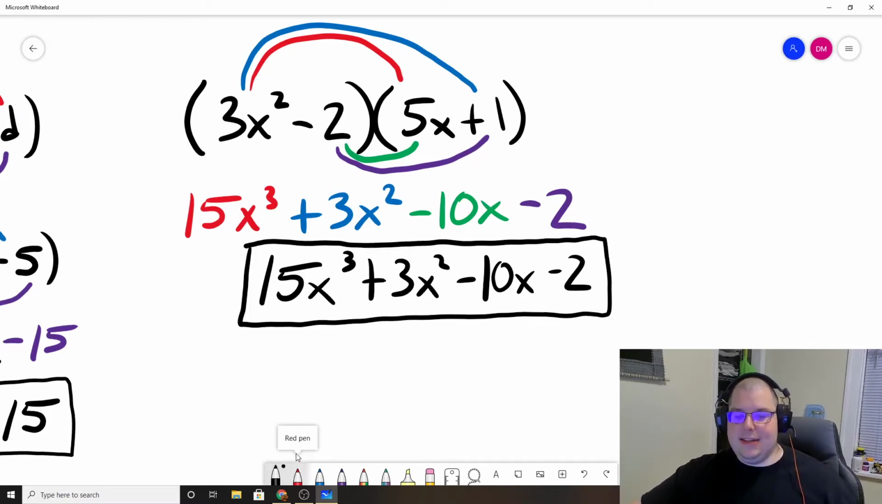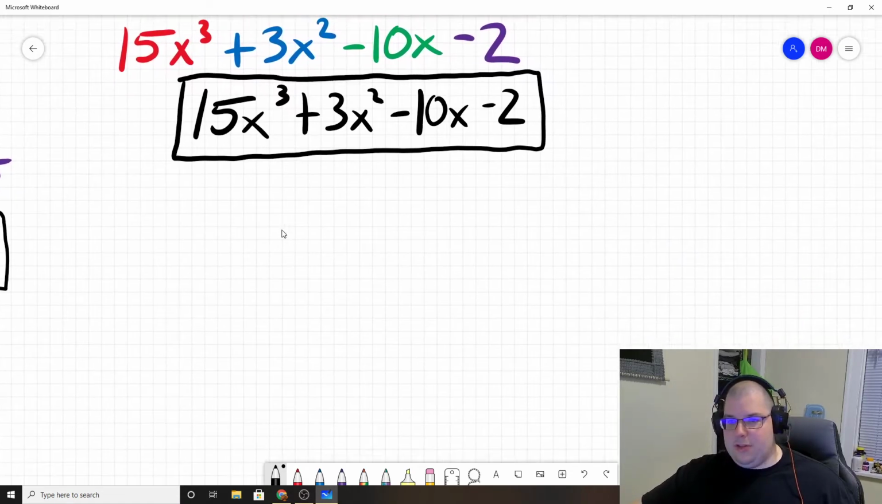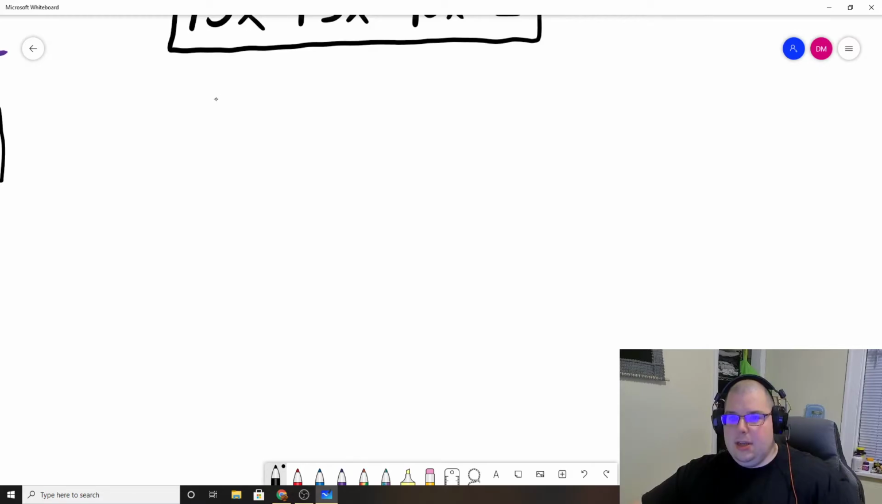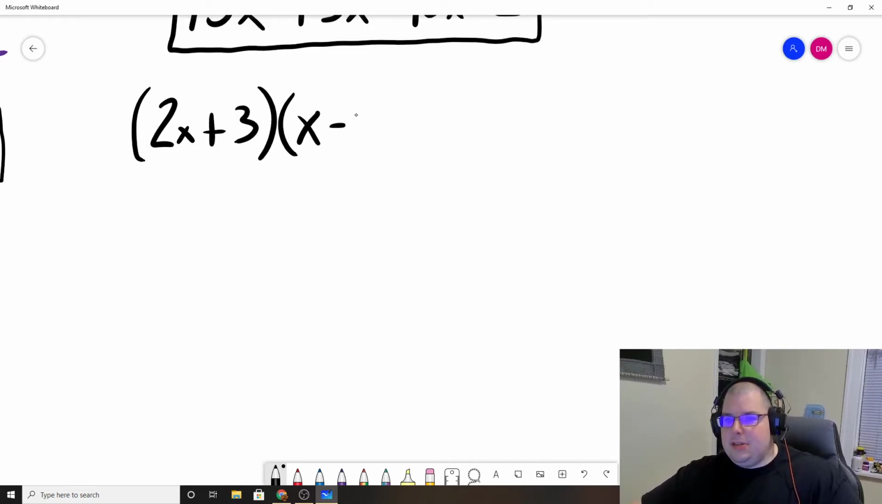Now, our last example is going to be multiplying 3 binomials together. We're going to use FOIL to multiply the first 2 binomials together, and then we're going to use a whole lot of distribution to multiply the trinomial that we get by the last binomial. So let's start that out, and we're going to have it be 2x plus 3 times x minus 4 times x plus 2.